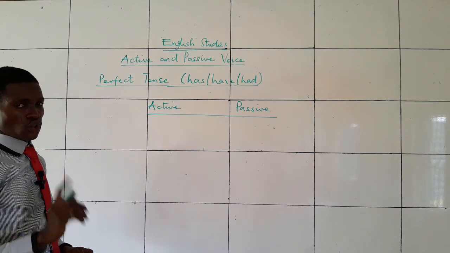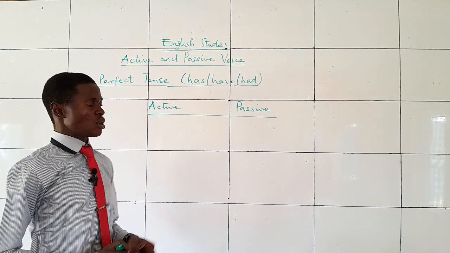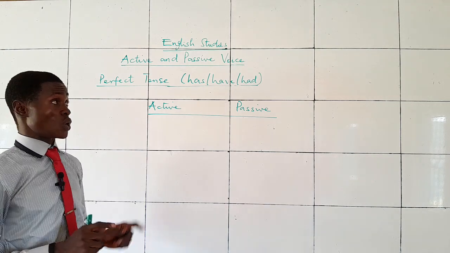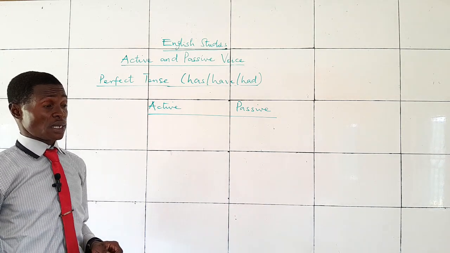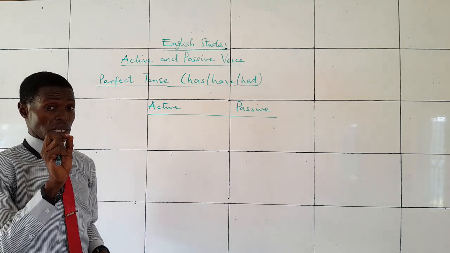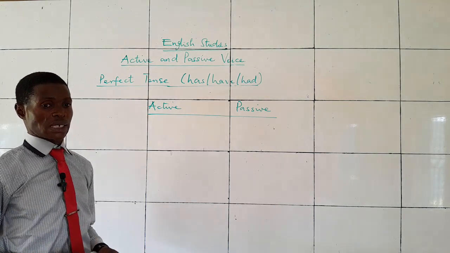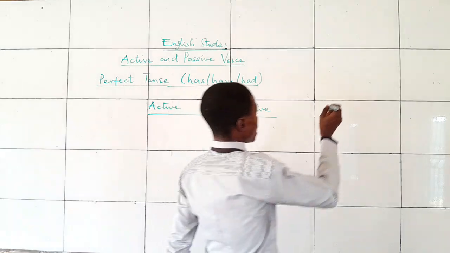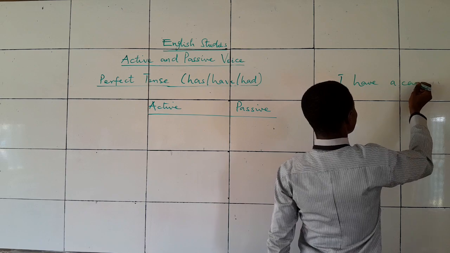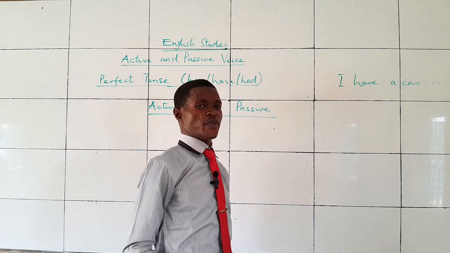We want to convert it. Do not forget to identify this. We need has, have, or had. Not all sentences that have has, have, or had will be referred to as perfect tense, because has, have, and had may stand alone as a verb, as a finite verb. It may stand alone as a lexical verb. For instance, I have a car. We cannot refer to this as a perfect tense.